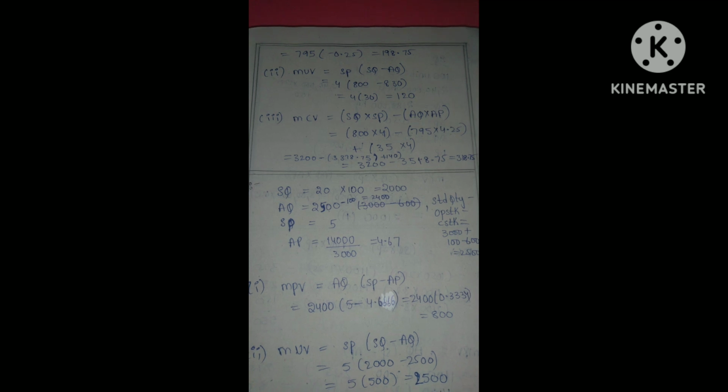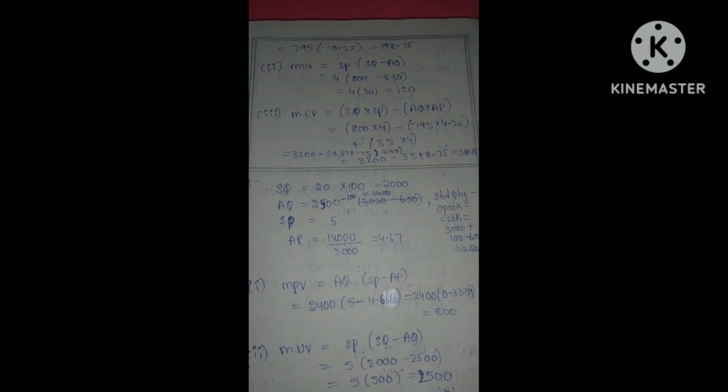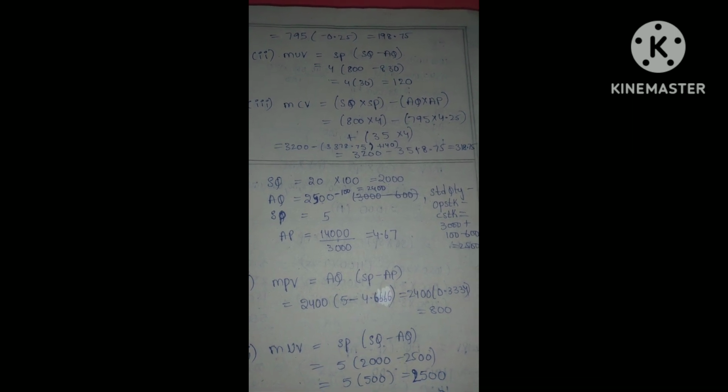Now we have to calculate material cost variance. The formula for material cost variance is standard quantity into standard price minus actual quantity into actual price. Standard quantity is 800, standard price is 4, actual quantity is 795 and actual price is 4.25. After substituting the values, we have to add opening stock value. First multiply opening stock with standard rate, that is 35 into 4. So the total is 800 into 4 minus 795 into 4.25 plus 35 into 4.